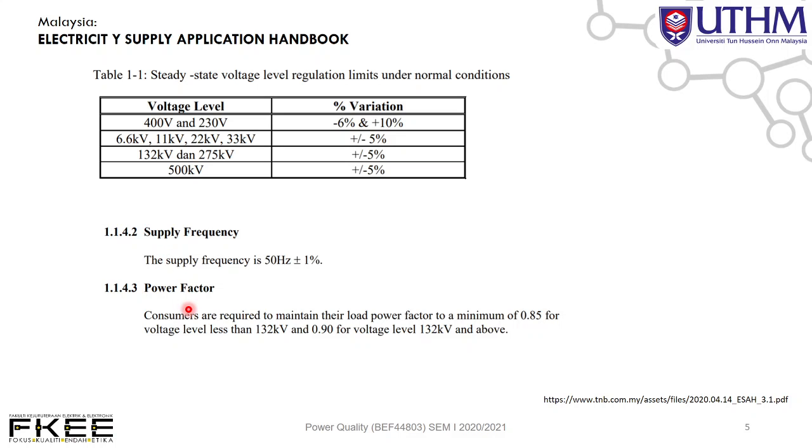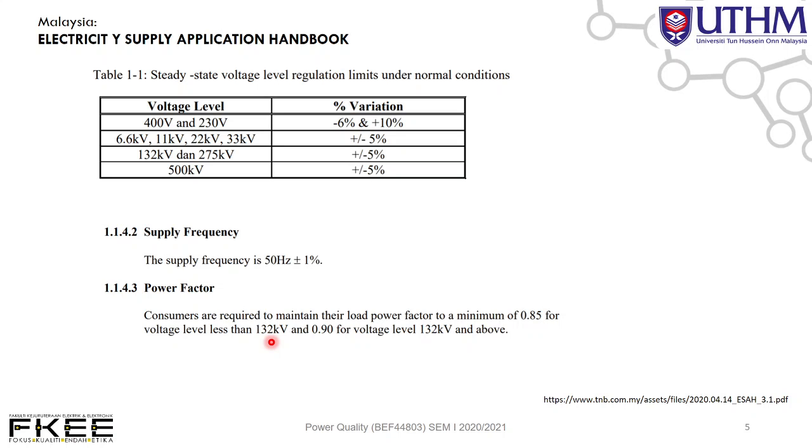Power factor, consumers are required to maintain the load power factor at a minimum of 0.85 for the voltage level less than 132 kV. If our intake or our main supply is less than 132 kV, we should maintain our power factor at minimum or higher than 0.85.